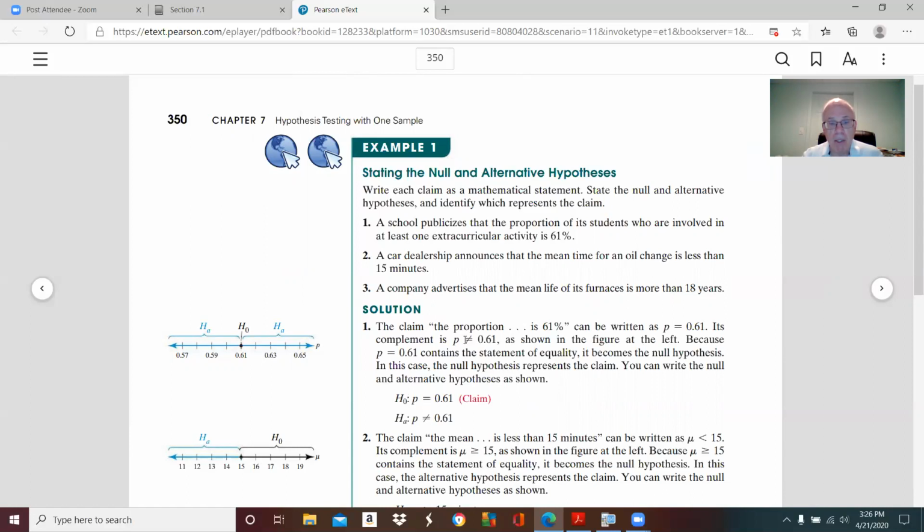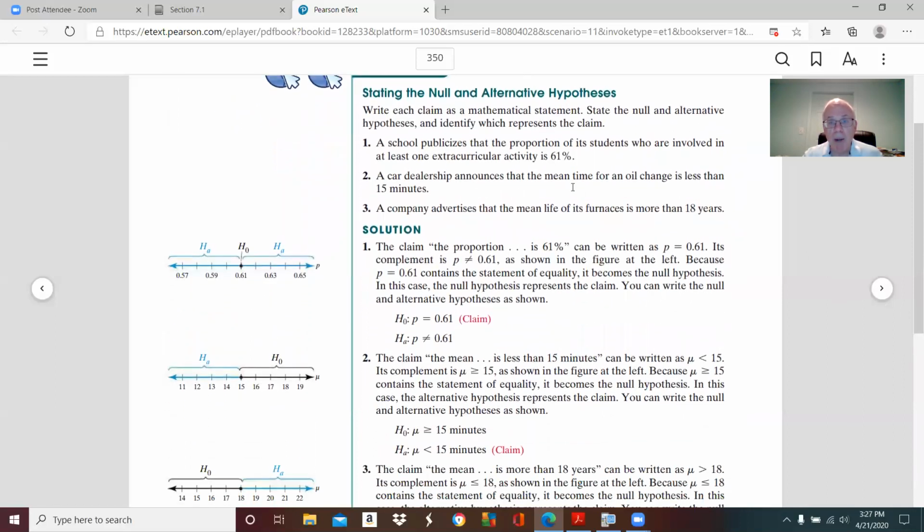Okay. Number two, a car dealership announces that the mean time for an oil change is less than 15 minutes. Now, less than is not one of the choices for the null hypothesis, therefore it must be the alternative hypothesis. So in this case, the claim is the alternative hypothesis, less than. It is a mean problem because it is giving time here, which is something that we measure. And so the alternative hypothesis, which is the claim, is mu is less than 15 minutes, which means the null hypothesis must be the complement of it. Mu is greater than or equal to 15 minutes.